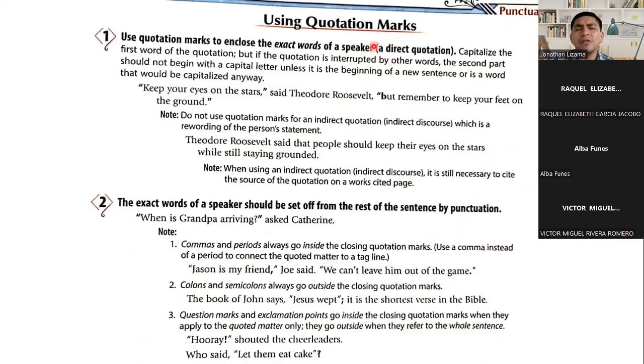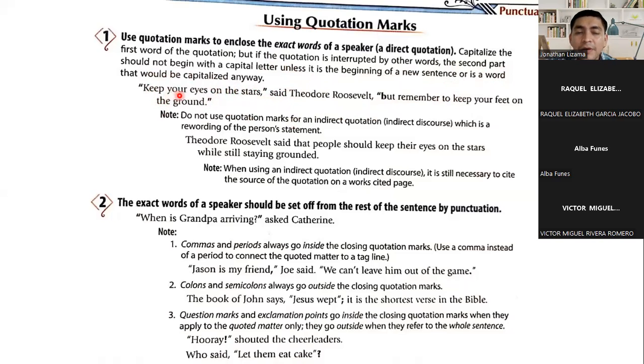Okay, quotation marks. Here you find the direct quotations. Pay attention to this, right? Capitalize the first letter. The first letter must be capitalized. But if the quotation is interrupted by other words, the second part should not begin with a capital letter, unless it is the beginning of a new sentence. But in this case, it is not the beginning of a new sentence, it's part of the same sentence. So you have this example. Keep your eyes on the stars.